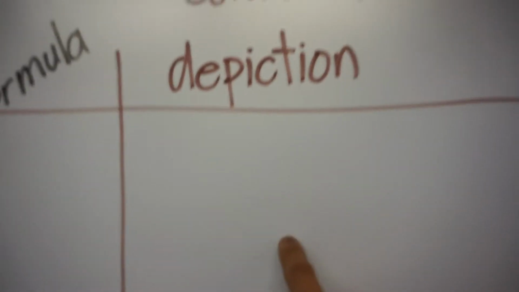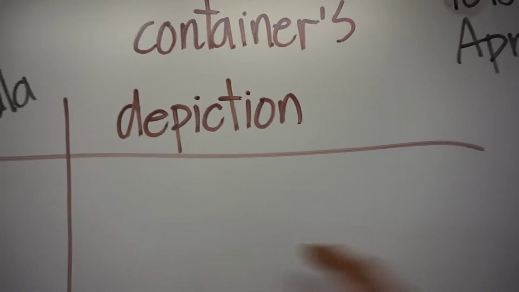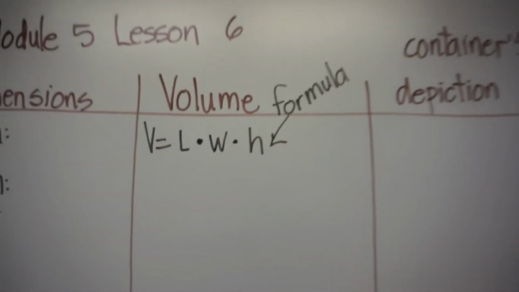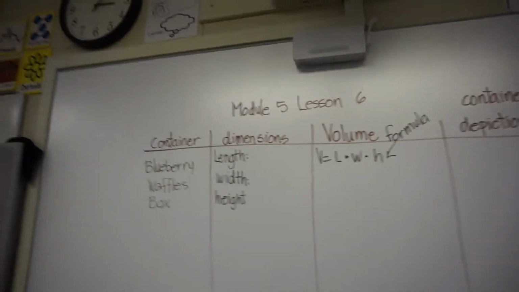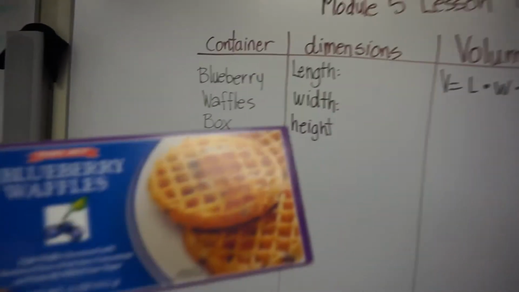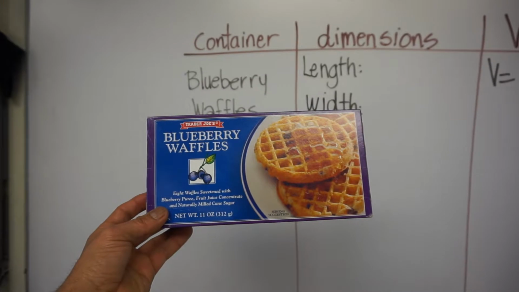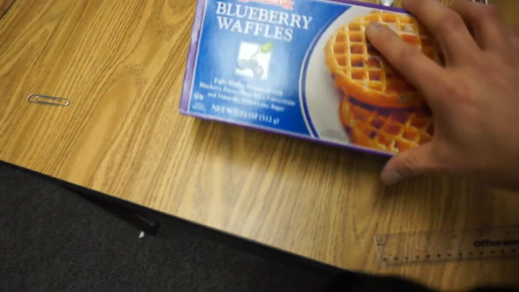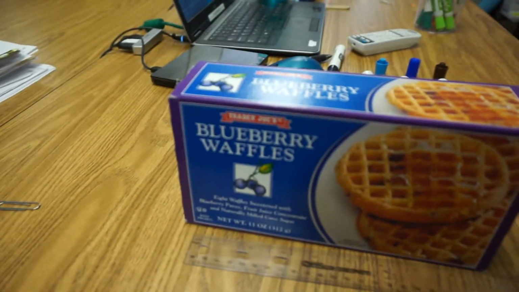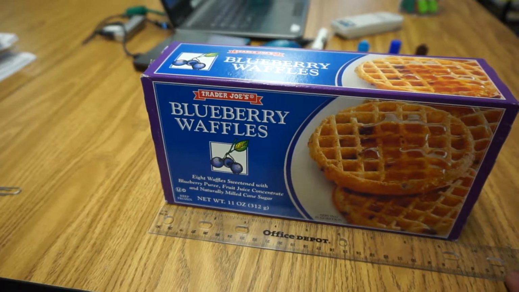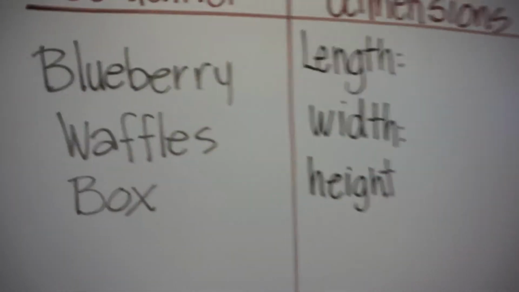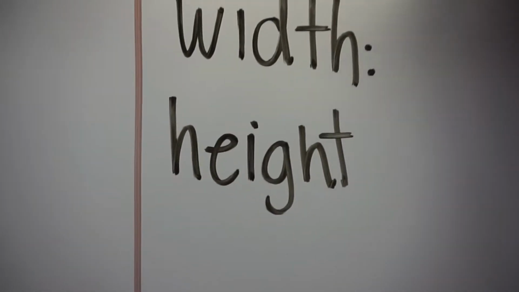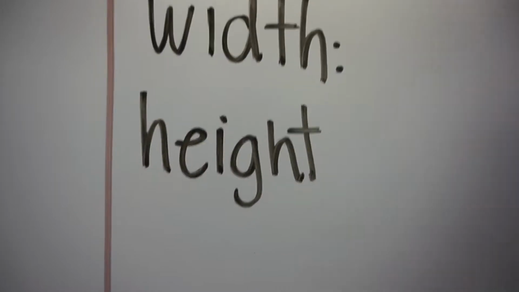And then we're going to do a depiction of the actual box that we're going to be identifying the volume from. So here is our container. It's a blueberry waffles box. So let's measure this one first. We're going to measure our length, and we're going to do this in inches today. 9.5 inches. So the length, I'm going to write it here where it says length, 9 and 5 tenths inches.